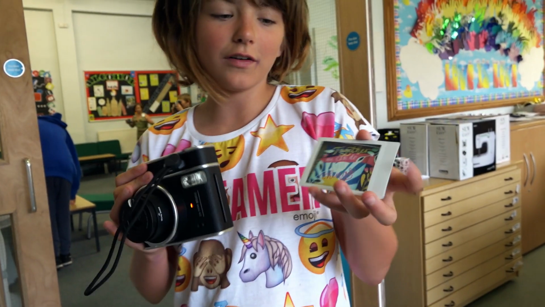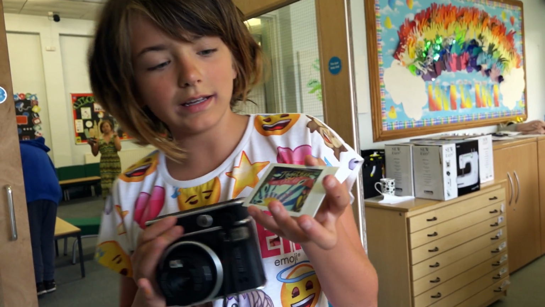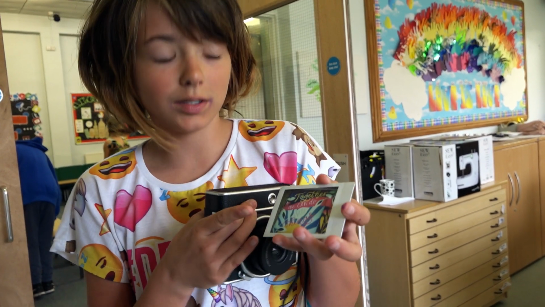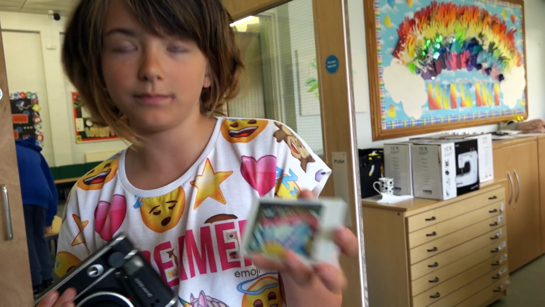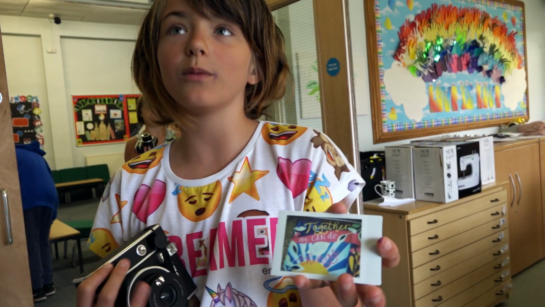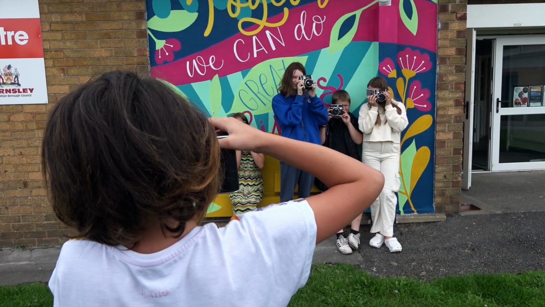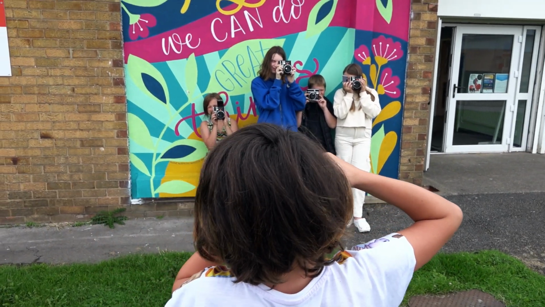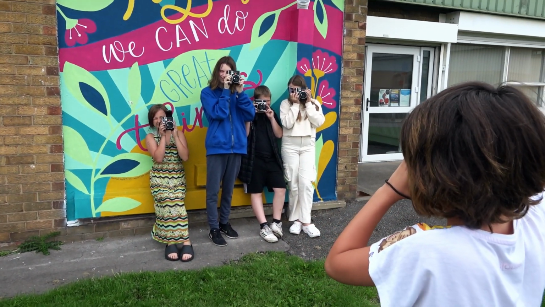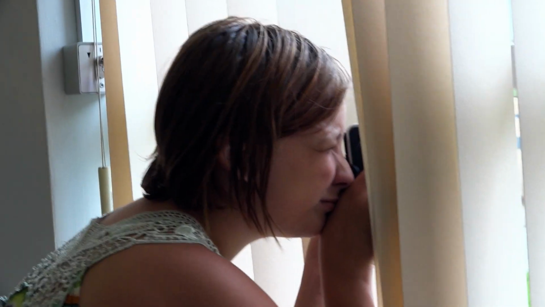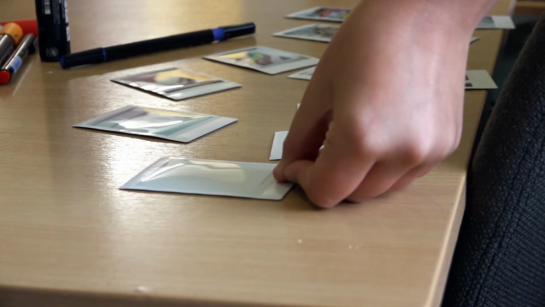I took a photo of the picture outside to inspire people, to show them that together we can do anything we want. How many photos have we got now? Guys, ready? That is about you, Eve. 3, 2, 1.